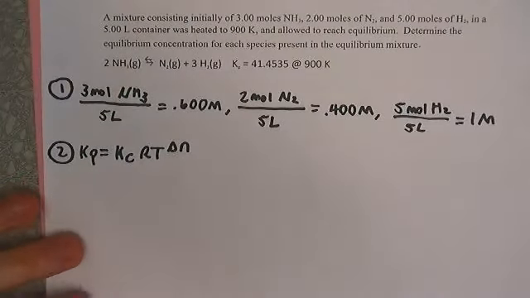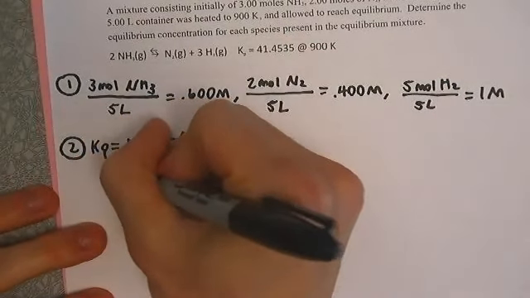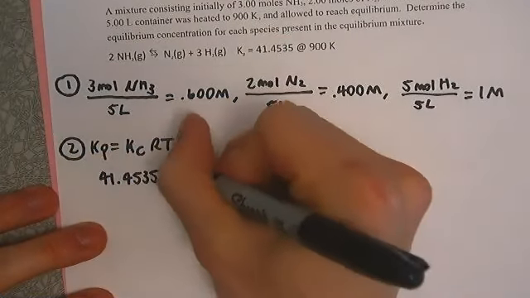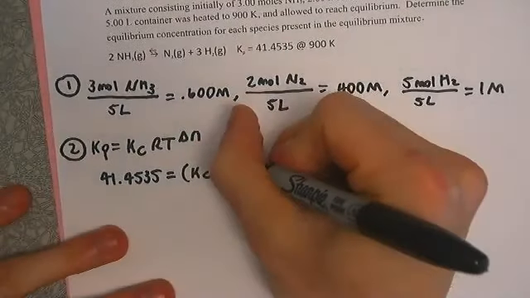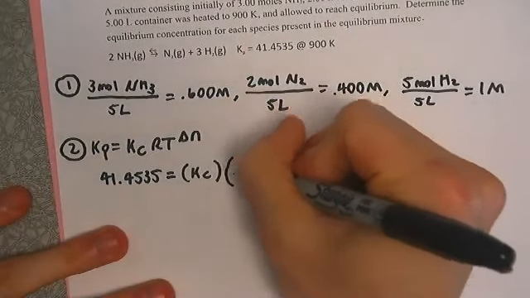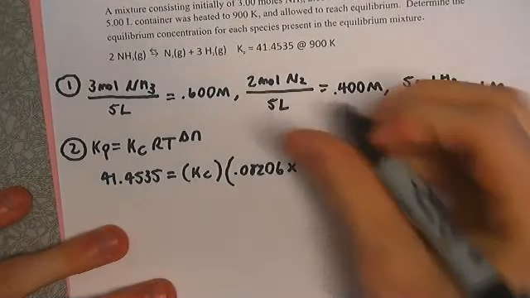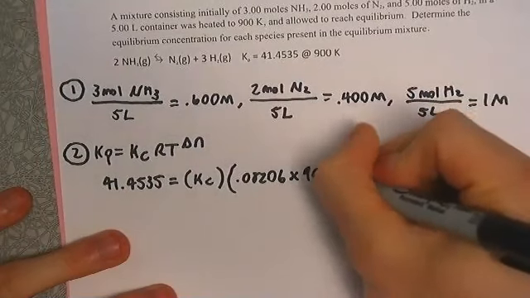So let's go ahead and fill in what we know. We're given Kp, right? 41.4535. We're solving for Kc, right? That's our unknown. We don't know Kc. R is the ideal gas constant, 0.08206. And the temperature is given to us in degrees Kelvin, so I don't have to convert anything, 900.